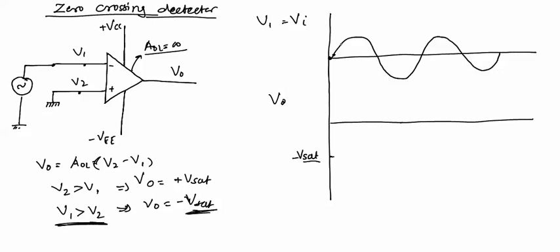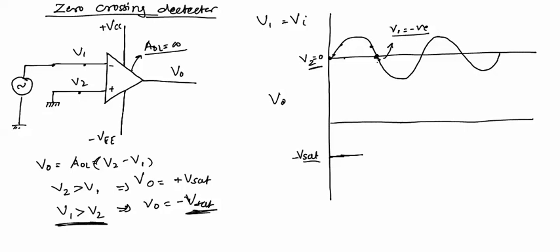Now if we increase this V1, again V2, this 0 voltage is V2, this V2 is less than V1, and again output will be minus Vsat. If we are at this point also V1 is greater than V2, again output will be minus Vsat. At this point both are equal, both are 0, but exactly after that point V1 is going negative. If V1 is negative and V2 is 0, obviously V2 will be greater than V1.